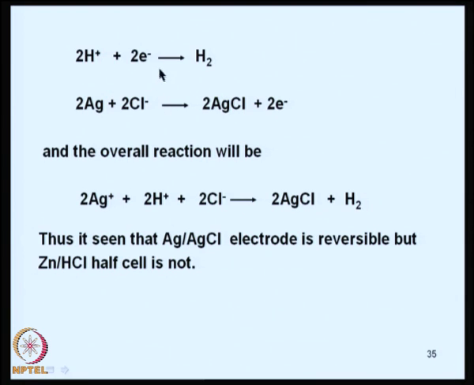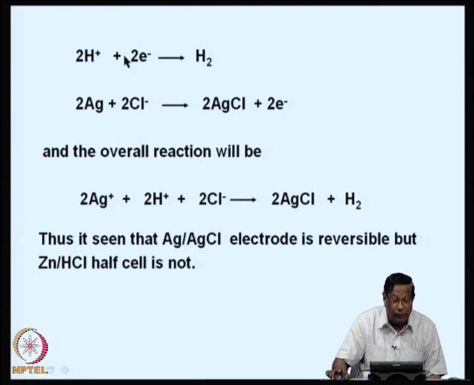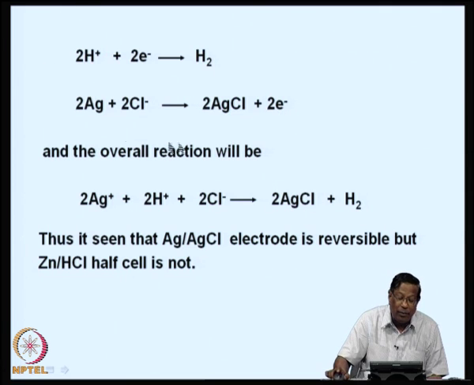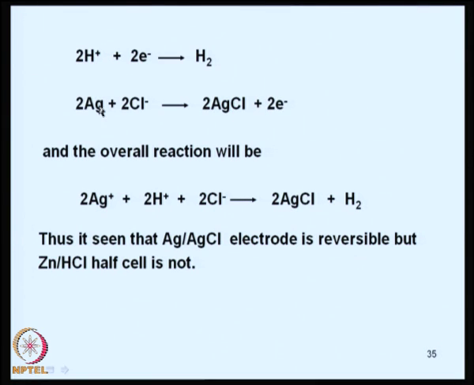Now look at this reaction: 2H+ + 2e- goes to H2, and 2Ag + 2Cl- goes to 2AgCl + 2 electrons. This is what happens in the silver chloride system, because there is some acid also, H+ goes to H2. So, the overall reaction, we just add these two, and the 2 electrons cancel. So, we write 2Ag + 2Cl- + 2H+ goes to 2AgCl and H2.